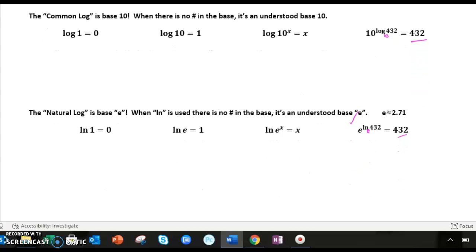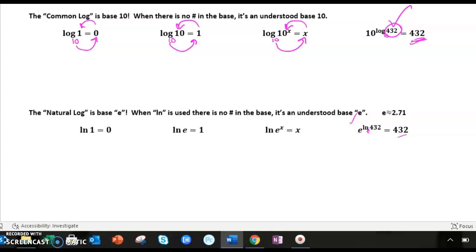The common log is base 10 when there is no number. Down here, we know the base is understood to be base 10. And these are the same four rules that we just went over. 10 to the 0 power equals 1. 10 to the first power equals 10. 10 to the x power equals 10 to the x power. And our Nike rule again, just do it. There's no work to it. It's the answer. That last number is always the answer.